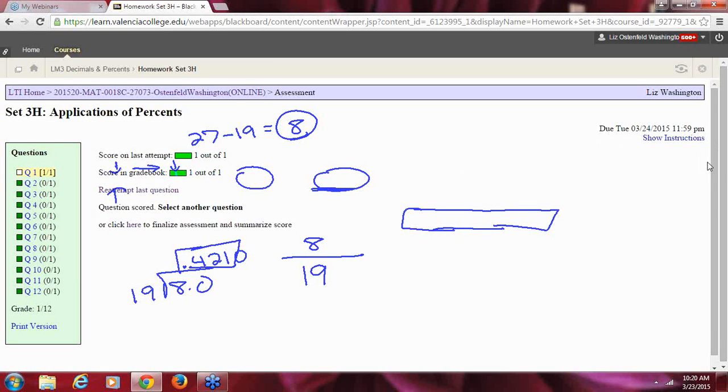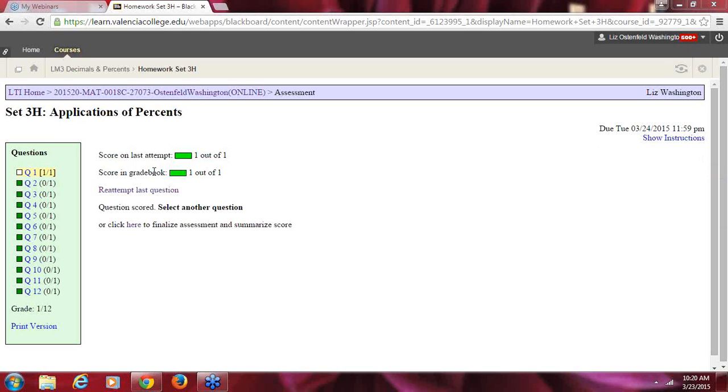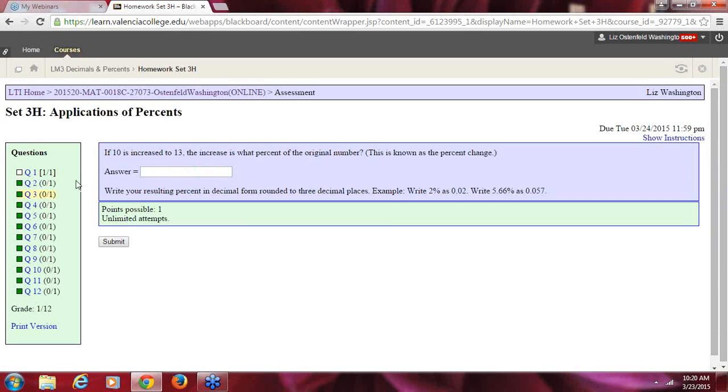There we go. Okay, so make sure you read the directions really closely. Don't move too fast because you know what you're doing. Pay attention to how it's telling you to enter the answer. So here, if 10 is increased to 13, the increase was what percent of the original number? Write your resulting percent in decimal form, rounded to 3 decimal places, and again, it's reminding you how to write it.